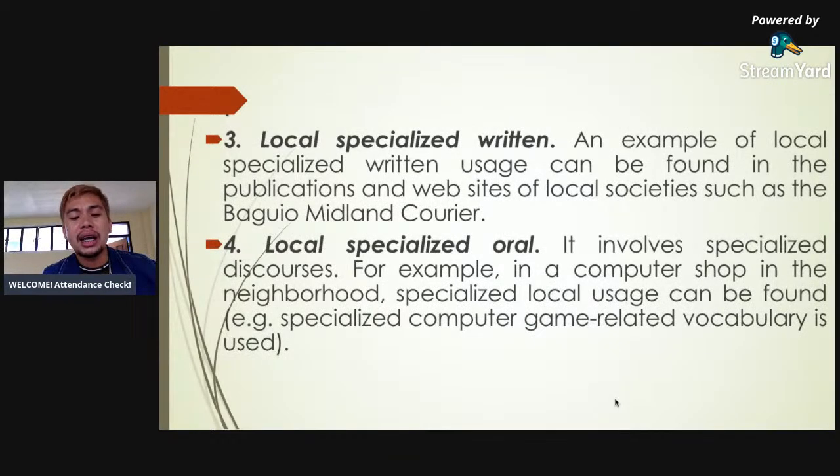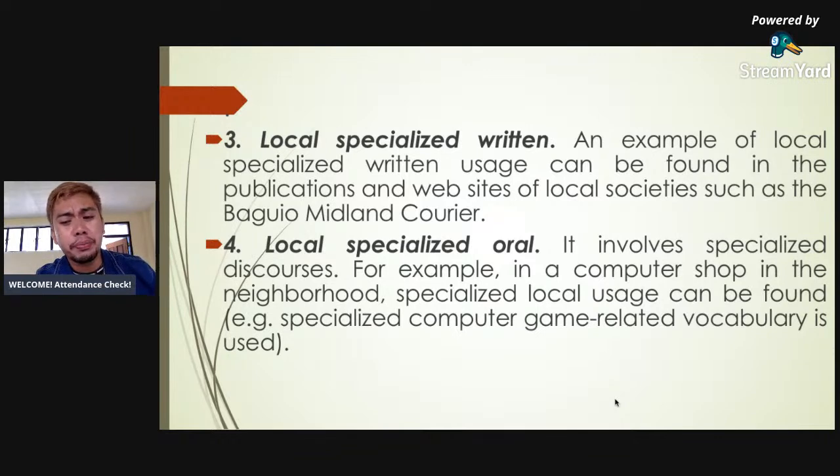3. Local specialized written. An example of local specialized written usage can be found in publications and websites of local societies such as Baguio Midland Courier. Right? So itong local specialized written naman, these are some written words usually published in some publication, sa mga websites na nababasa natin, or something that we read in newspaper. That's local specialized written. And local specialized oral naman, it involves specialized discourse.